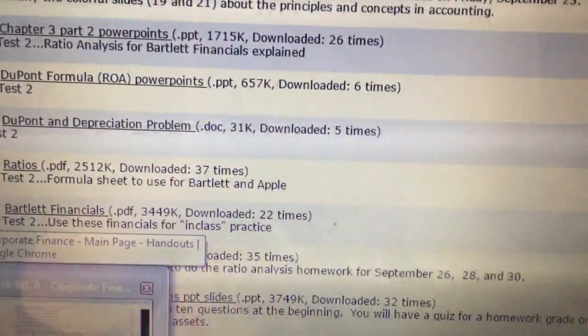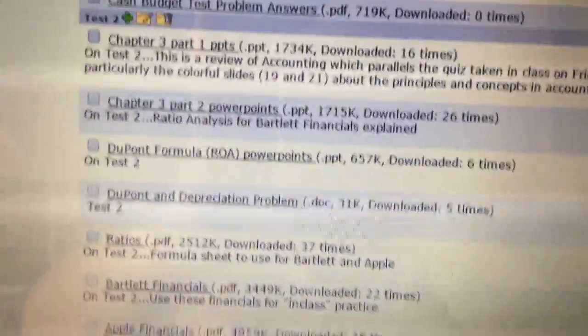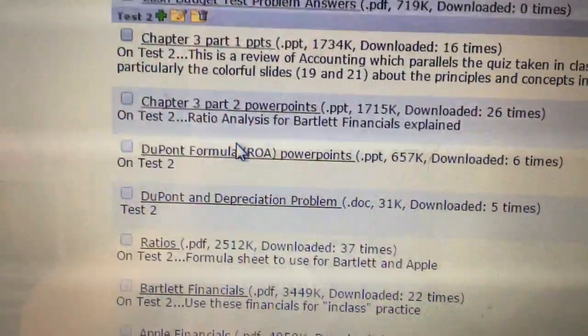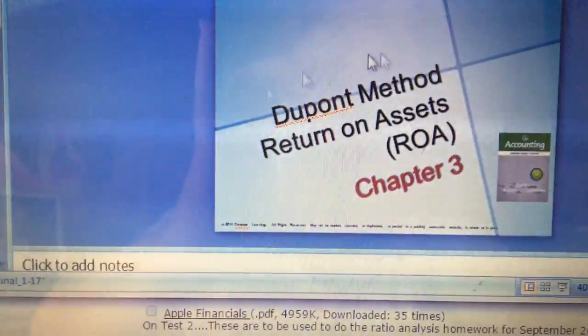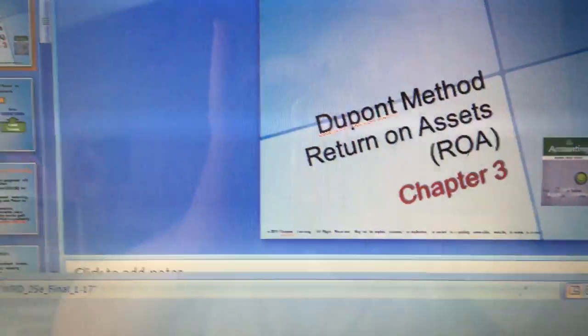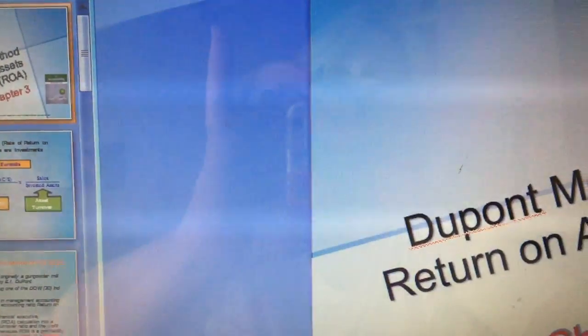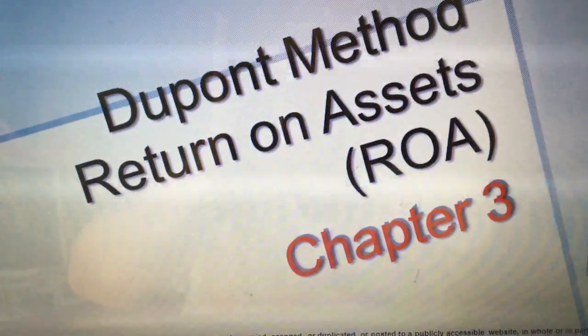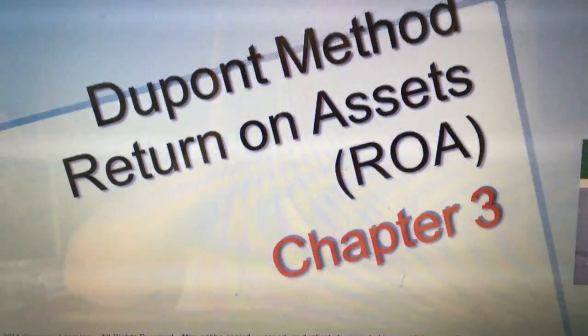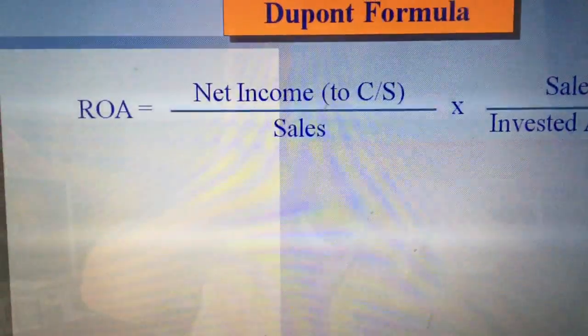Okay, now let me go back and pull up the PowerPoints. For some reason they did not come up, so give me just a minute. Let me get those pulled up. Here they are. They're very brief, not very long today, so we want to review those. And it'll give us all the information that we need. This actually comes from another book, so don't pay attention to the chapter 3 portion. Okay, but we want to look at this formula.